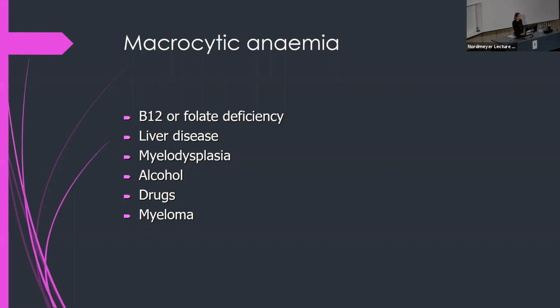And myeloma, I put myeloma in there. Actually, somebody's going to tell me, well, myeloma normally causes normochromic normocytic anemia, and you'd be right, it does normally cause normochromic normocytic anemia, but sometimes it causes macrocytic anemia, so don't be put off if the MCV is high. So all of those things have to be considered.